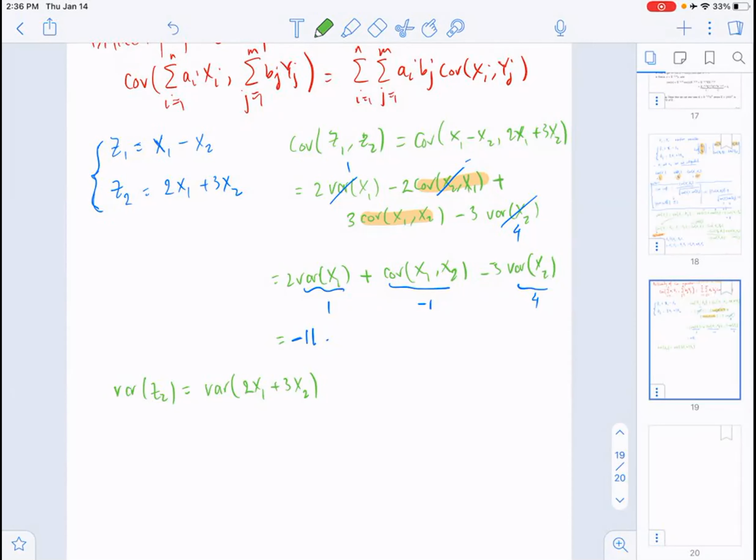Okay. So do you want me to solve out variance of 2x1 plus 3x2? Yeah. Is that what we're doing here? Yes. So it would be 4 times the variance of x1 plus 9 times the variance of x2 plus 12 times the covariance of x1, x2. Great. Okay. That's great. That's it. So everyone understands this?